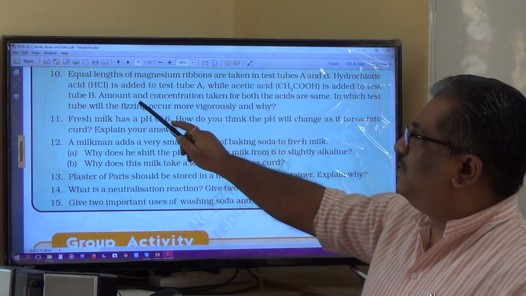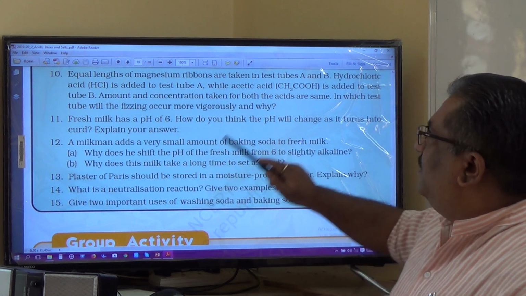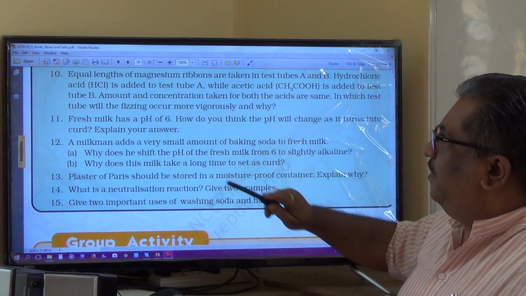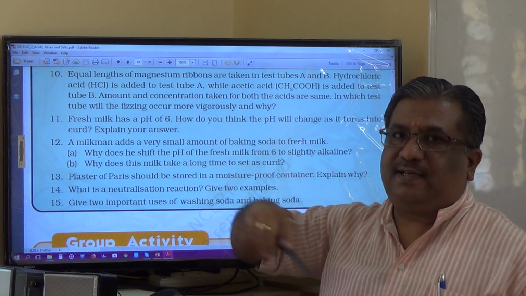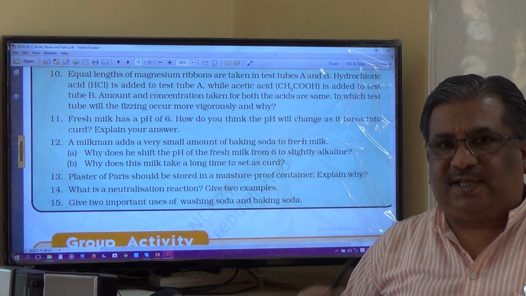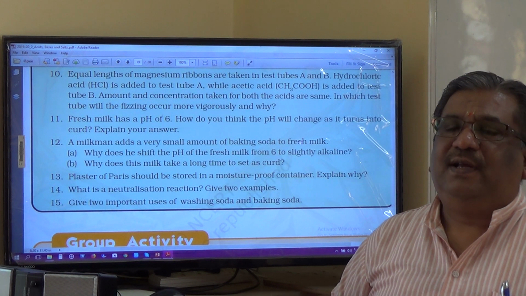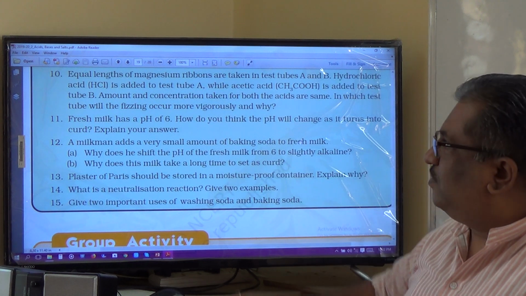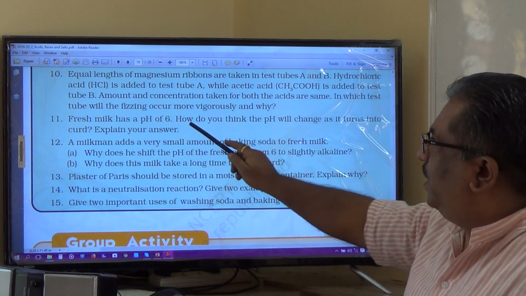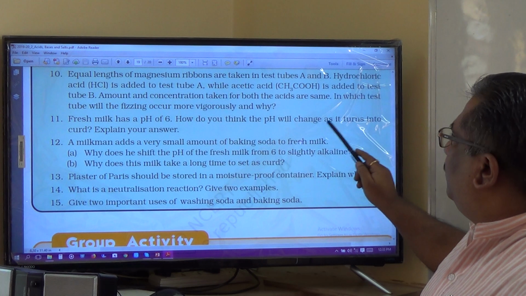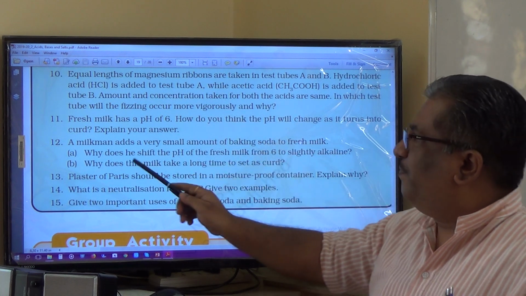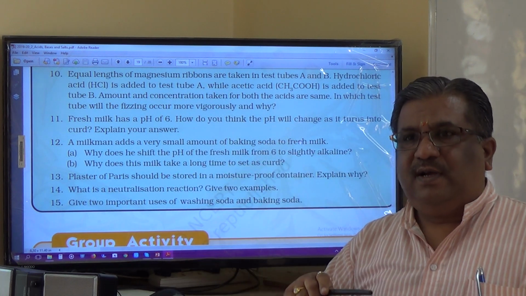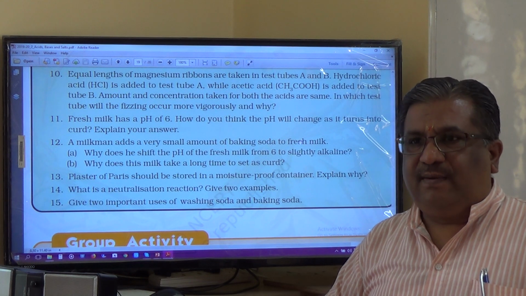So once again, the answer is HCl is a strong acid whereas acetic acid is a weak acid. Hence in a strong acid the reaction of metals and acids is faster, and therefore hydrogen gas is produced with fizzing. Okay, next one. Fresh milk has a pH of 6. How do you think the pH will change as it turns into curd? As it turns into curd, it becomes sour.